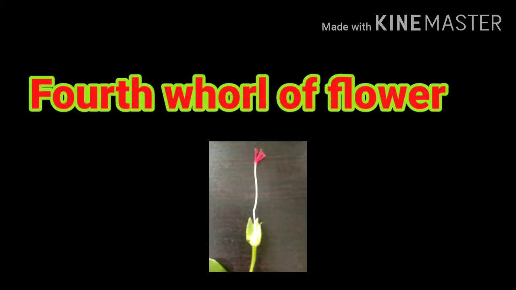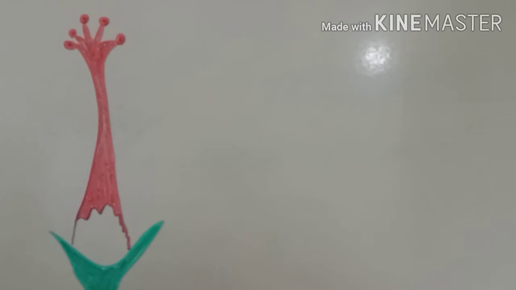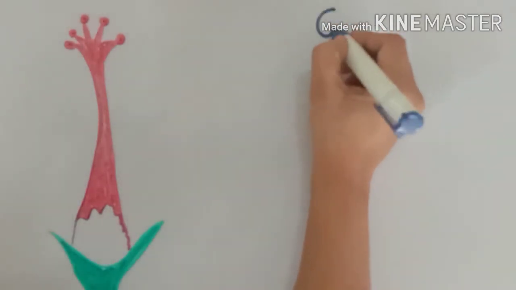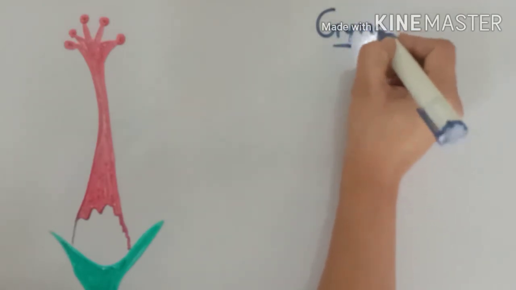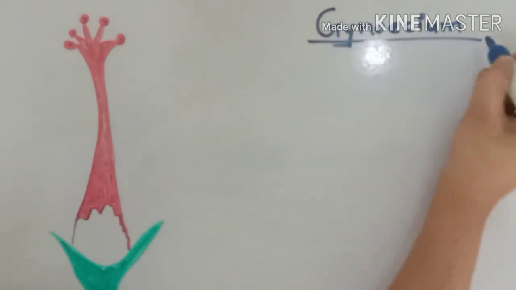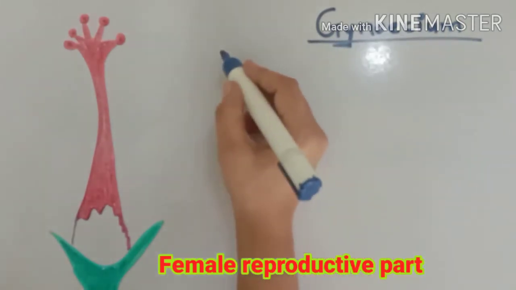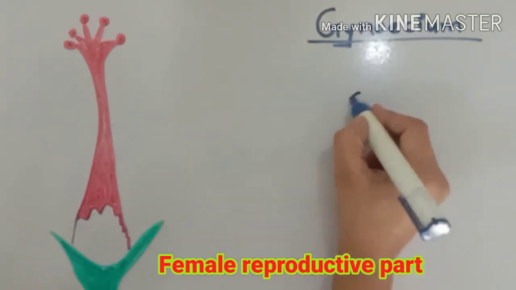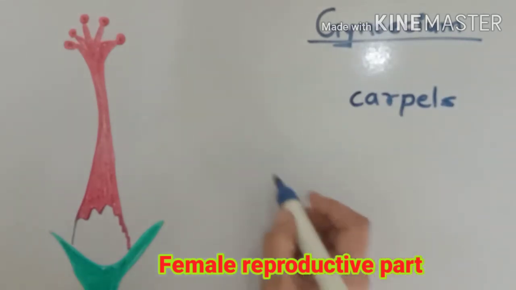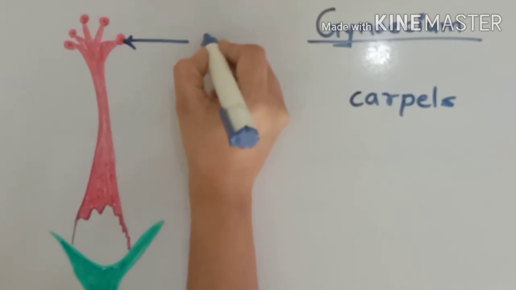Fourth whorl of flower. Students, this is the fourth and the innermost part of flower which is called gynoecium. This is the female reproductive part of flower. This part is made up of carpels. And each carpel consists of stigma. This part is called stigma.